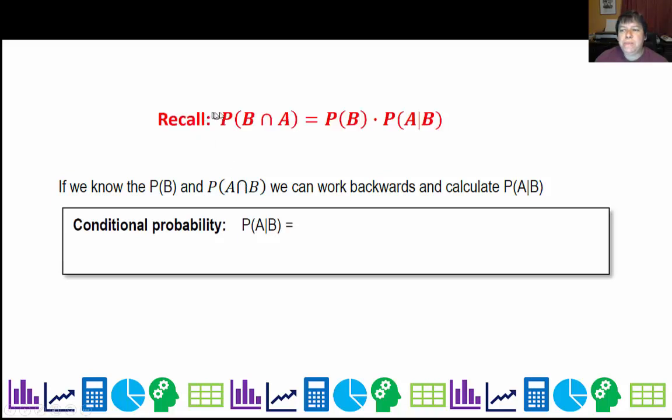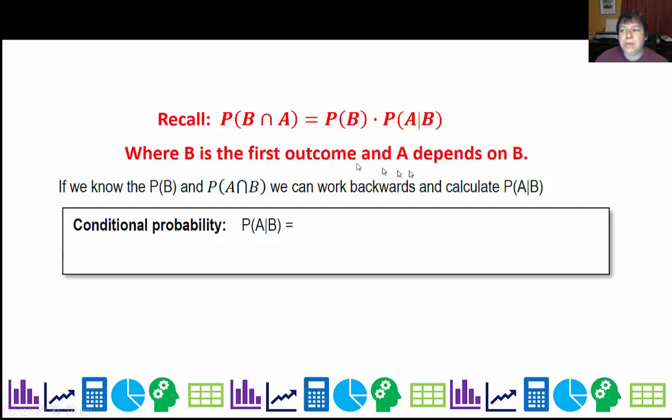All right, so recall that the probability of B happening and A happening, kind of like B then A, is the probability of B times the probability of A given B, where B is the first outcome and A depends on B. Well, if I'm trying to solve for this, I just have to divide both sides by the probability of B, and that gives me the formula: probability of B and A, all over the probability of B. The way I tend to remember it is I put both of these together and divide by the probability of the second one.